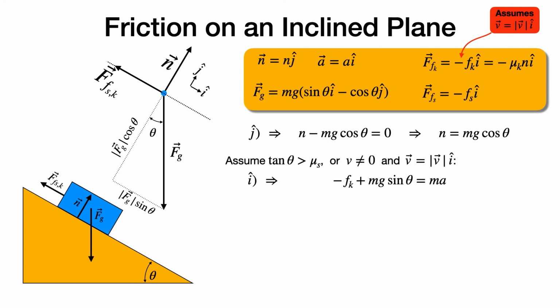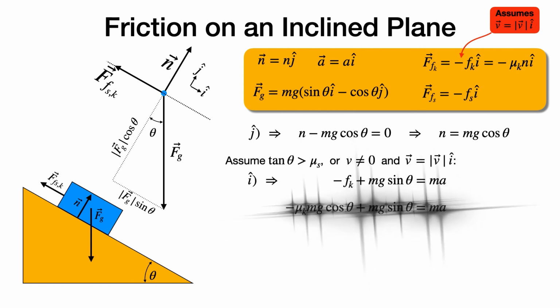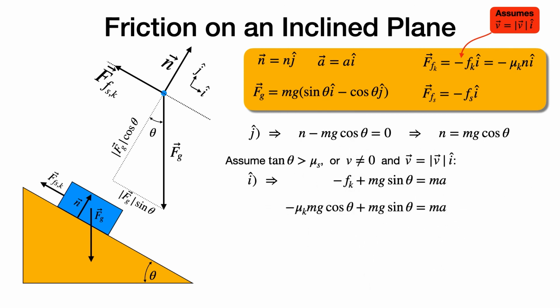So, assuming that the velocity is down the plane, the equations of motion in the i hat direction give us that minus the magnitude of the kinetic friction plus mg sine theta is equal to mass times acceleration of the object. And we can expand out what the force of kinetic friction is in terms of the coefficient of kinetic friction and the normal force, and simplify this by dividing out the mass, and we find that the acceleration is equal to g times the quantity sine theta minus the coefficient of kinetic friction times cosine theta.